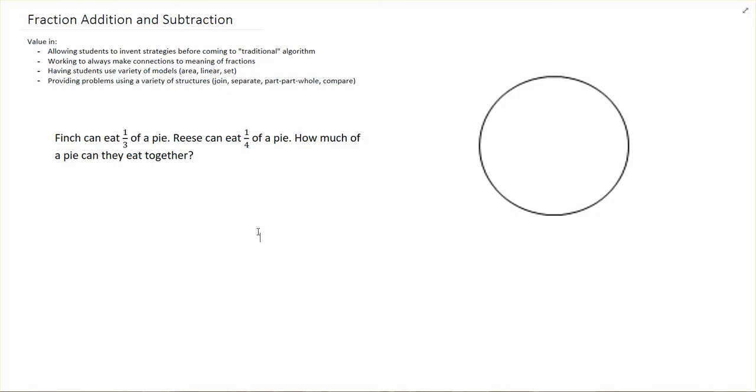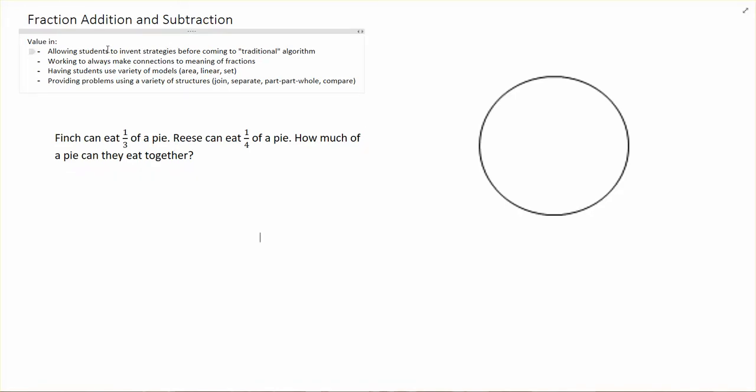Hey everybody, this is Professor Ross here to talk about fraction addition and subtraction. So we've talked about addition and subtraction before with whole numbers. How are things the same and how are things different with fractions? There are actually a lot of things that are very similar in our approach to teaching addition and subtraction with fractions as they are with whole numbers.